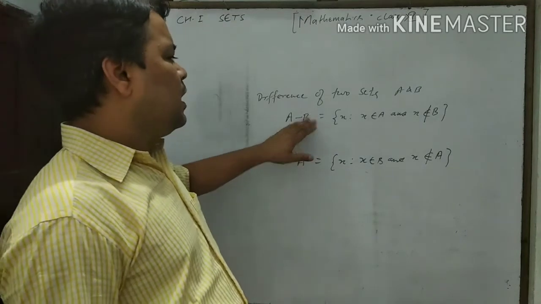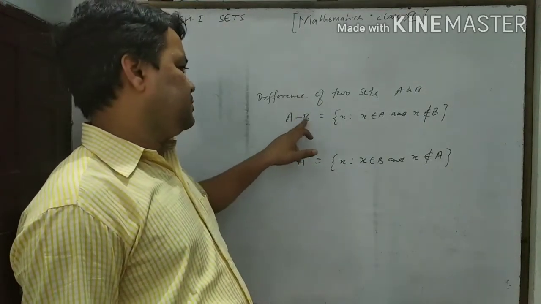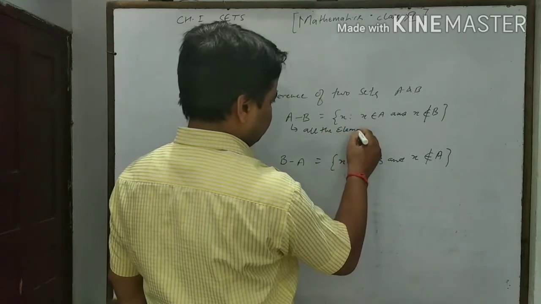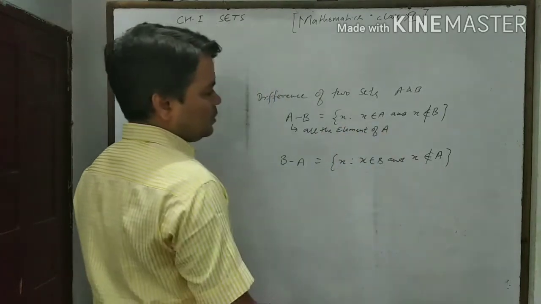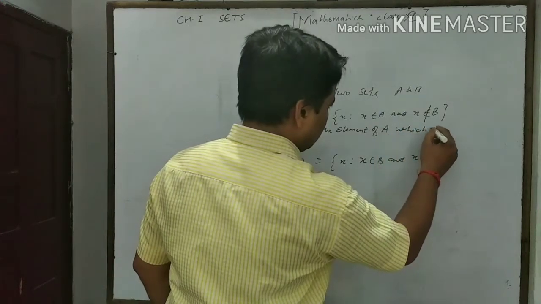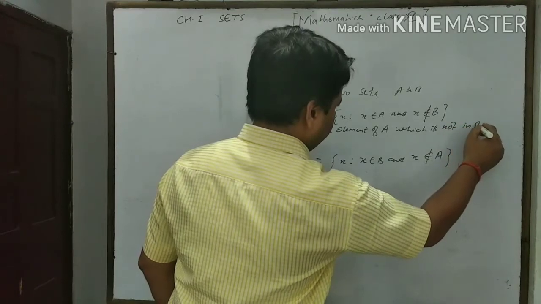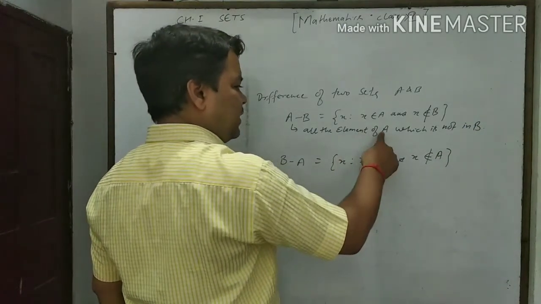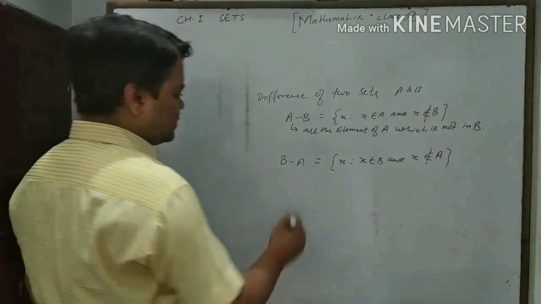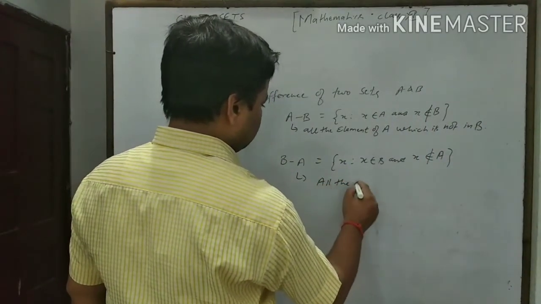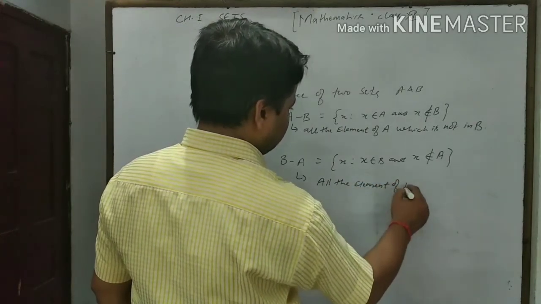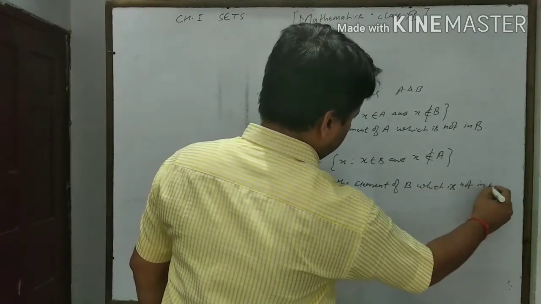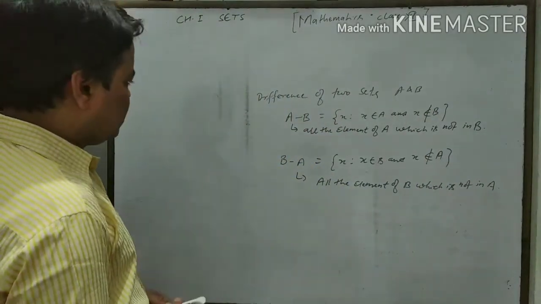So A minus B means all the elements of set A which are not in set B, where A means set A and B means set B. And B minus A means all the elements of set B which are not in A.